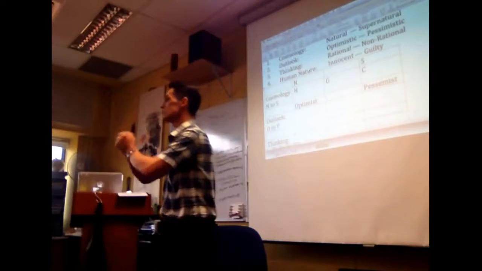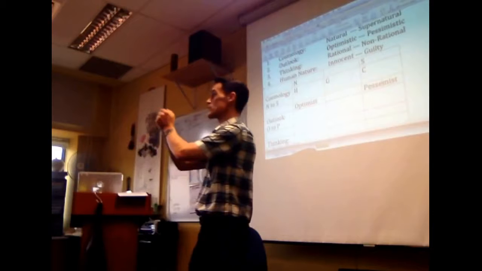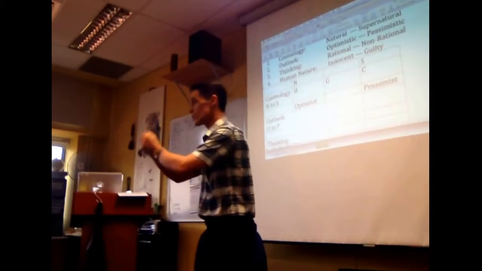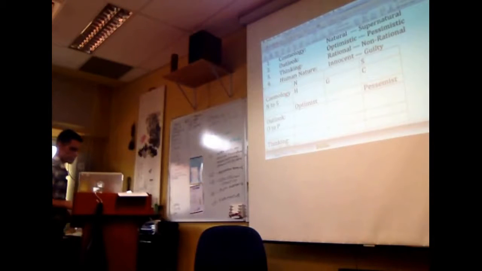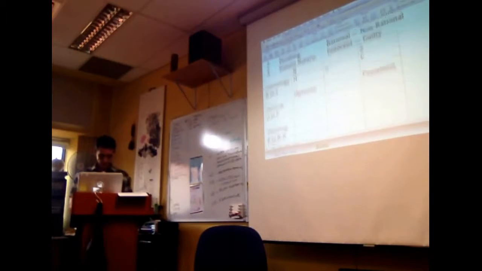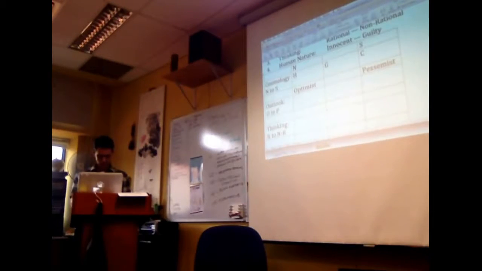So, I ask you the question again, based on the evidence from the readings, which was the most pessimistic, which was the most optimistic? The Jews. The most H for Hebrews. All right. Which was the most optimistic? Chinese. And you're putting the Greeks in the middle again? Yeah. Okay.